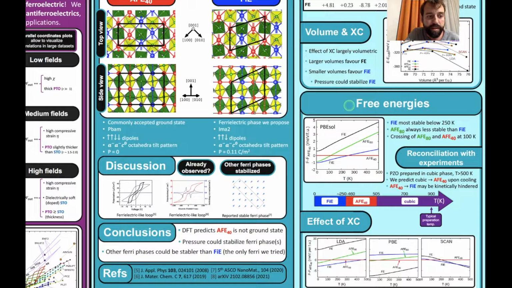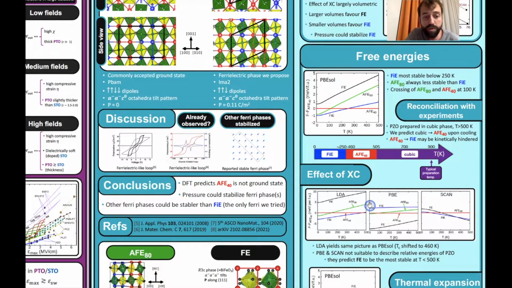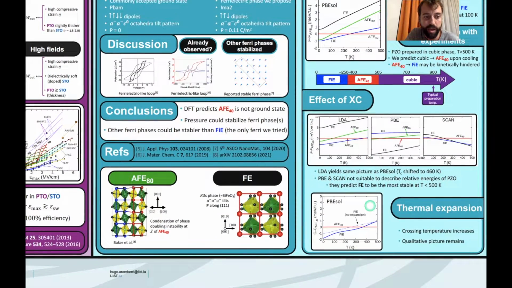So we found that the ferroelectric phase is the most stable phase up to somewhere between 250 and 460 Kelvin, when the usual antiferroelectric phase takes over and becomes the most stable phase. We checked our results against the choice of exchange correlation functional, and we also computed the effect of the thermal expansion using the so-called quasi-harmonic approximation, finding that our results are robust.